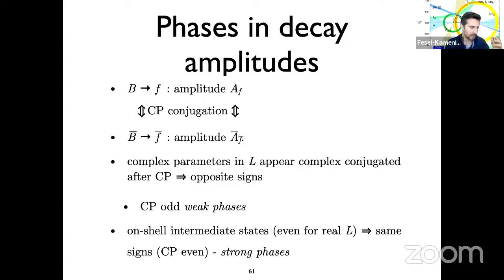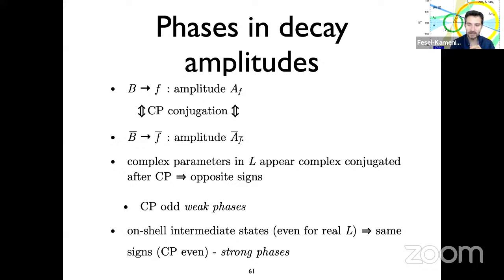Okay, so there is a certain nomenclature used to distinguish between different phases which can enter decay amplitudes. Those which are CP odd in nature, so they come from complex parameters in the Lagrangian or the Hamiltonian, are so-called weak phases. But there are other kinds of phases which can enter your decay amplitudes, and those come from on-shell intermediate states, and they appear because of the presence of cuts and poles in the scattering matrix, and they appear in the decay amplitudes even for real Lagrangian densities.